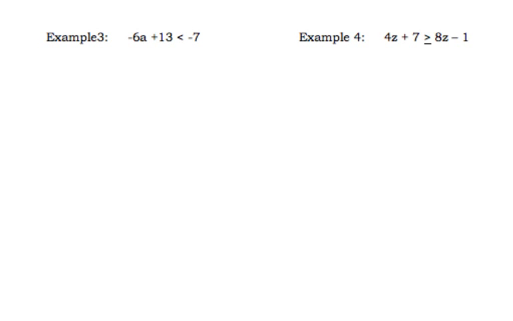We have negative 6a plus 13 is less than negative 7. So I'm going to box the negative 6a because that's what I'm solving for. That means I need to cancel or get rid of the positive 13, and I'm going to do the opposite by making it minus 13. All right. Bring down what's in my box. That cancels out. Bring down the inequality symbol, and negative 7 minus 13 gives us negative 20.